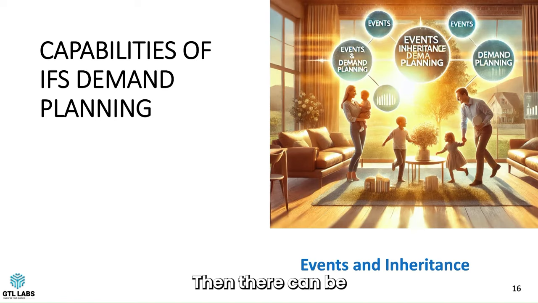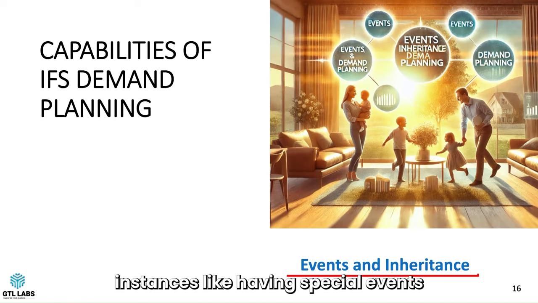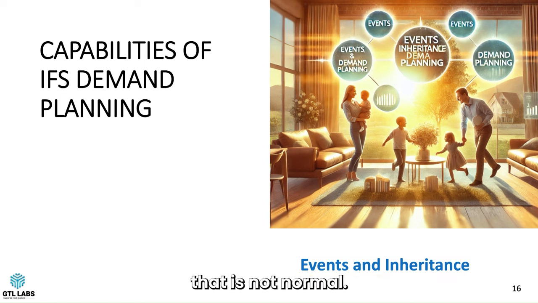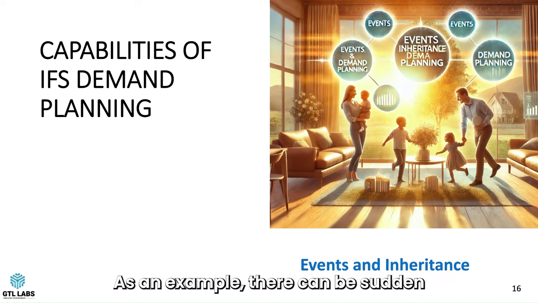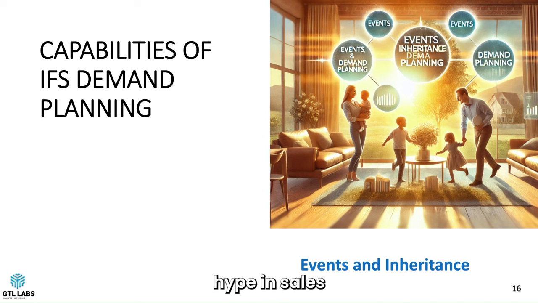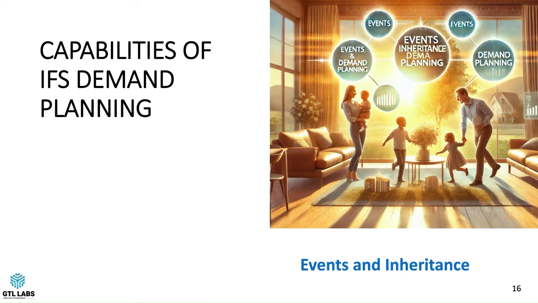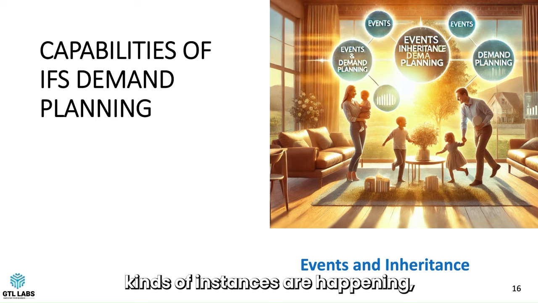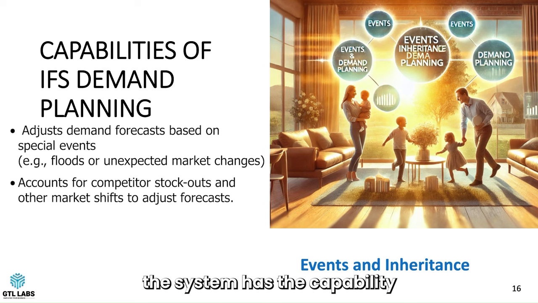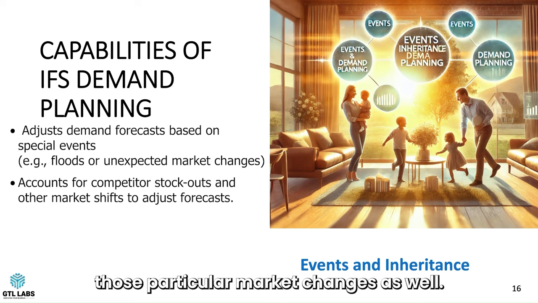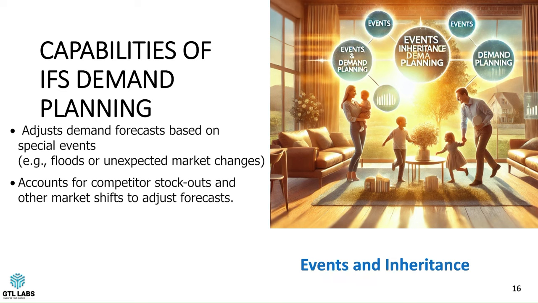Then there can be instances like special events where there can be a drop in sales due to a flood or any other special event that is not normal. As an example, there can be a sudden hype in sales because one of your competitors has gone out of stock. If those kinds of instances happen, the system has the capability to adjust the demand forecast based on those particular market sales as well.